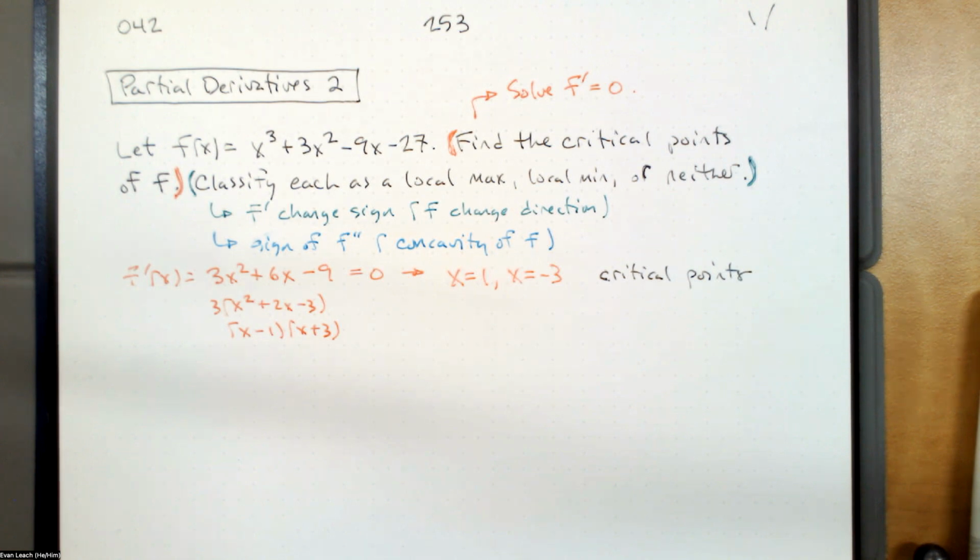Since we know what this function looks like, we could just use the 0th derivative and say that we have a maximum at -3 and a minimum at 1, because we know what this function looks like. We have a cubic polynomial with a positive leading coefficient and 2 distinct critical points. So we know what this function looks like.